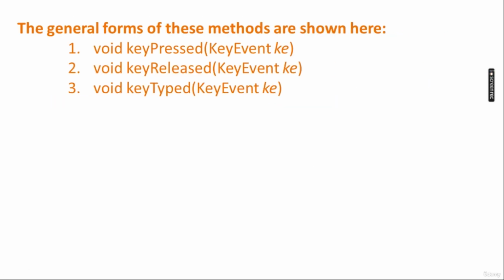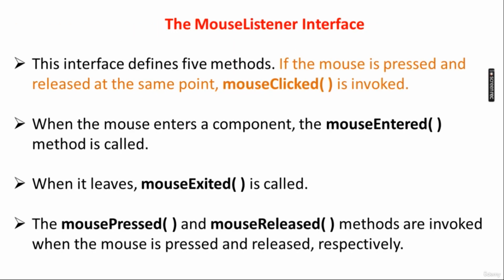The general formats of these methods are void keyPressed(KeyEvent ke), void keyReleased(KeyEvent ke), and void keyTyped(KeyEvent ke).